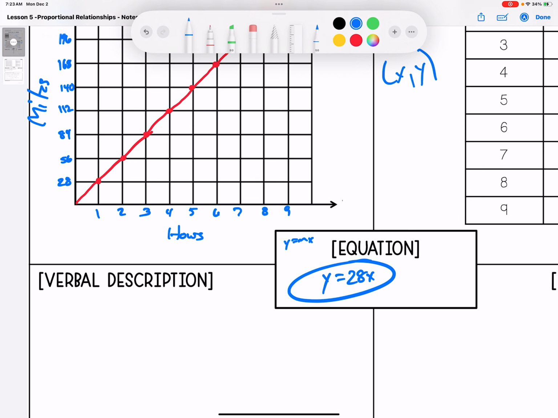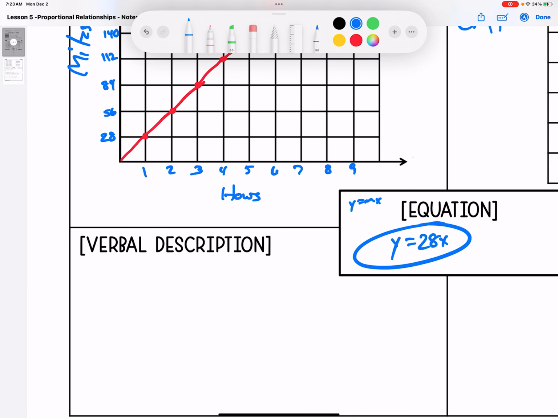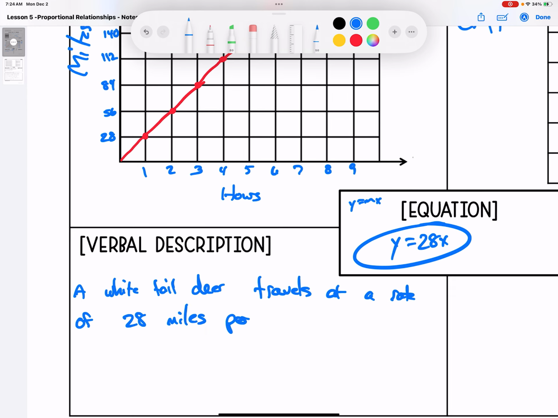What is a verbal description? How would we say it if we were to tell somebody? We would say a white-tailed deer travels at a rate of 28 miles per hour.